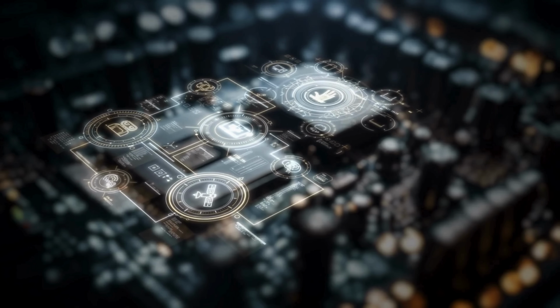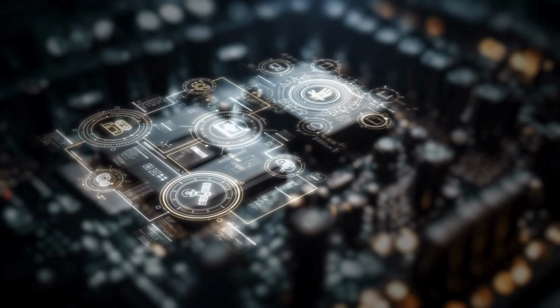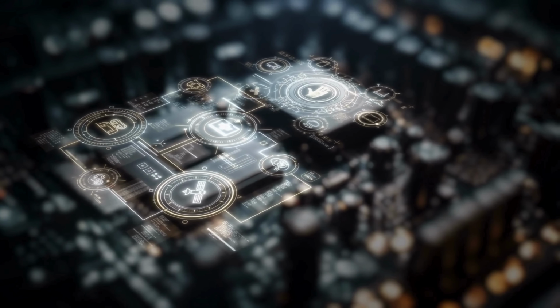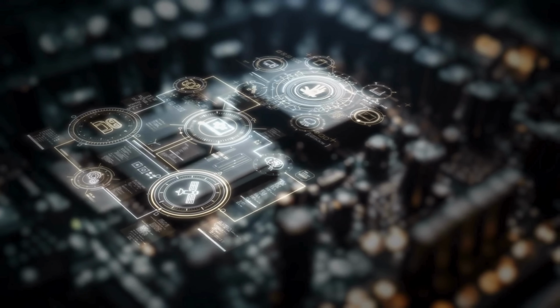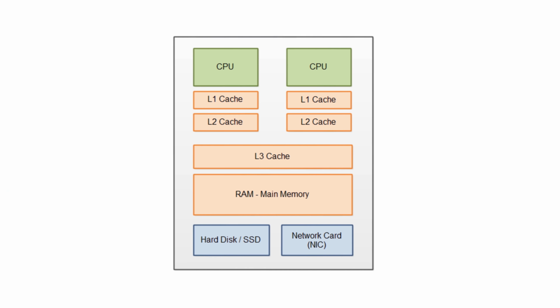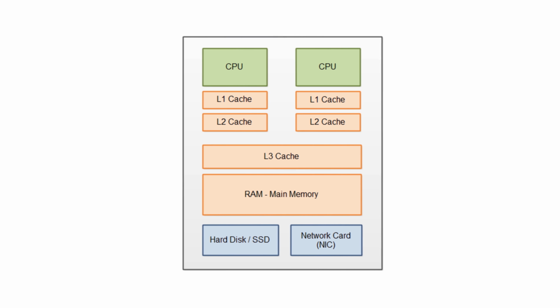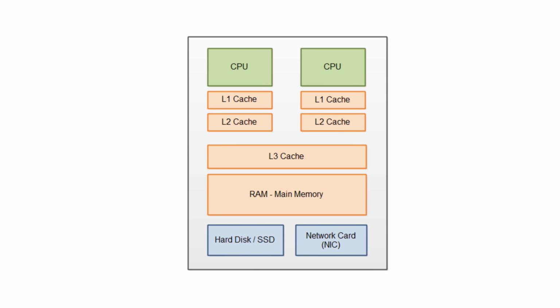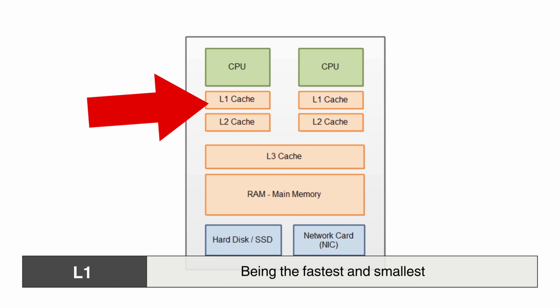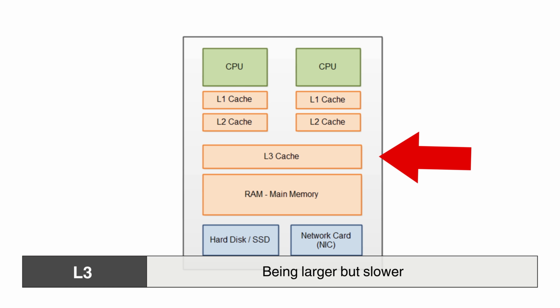It holds the information the CPU is most likely to need next, predicting patterns and reducing the delay between a command and its execution. Cache comes in levels, L1, L2, and L3, with L1 being the fastest and smallest, and L3 being larger but slower. This pyramid of speed ensures that the processor always has a steady flow of data, never left waiting, never slowed by distance.